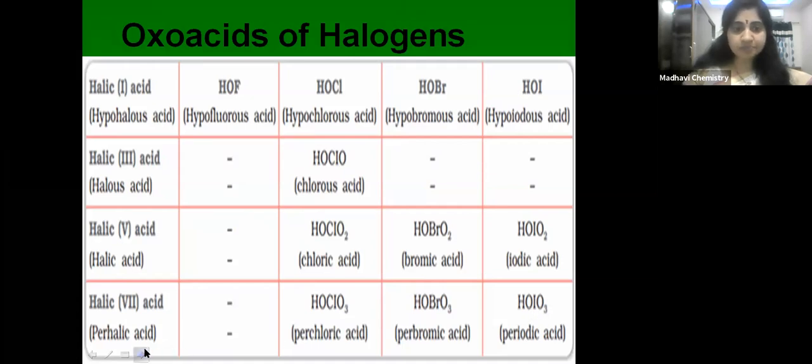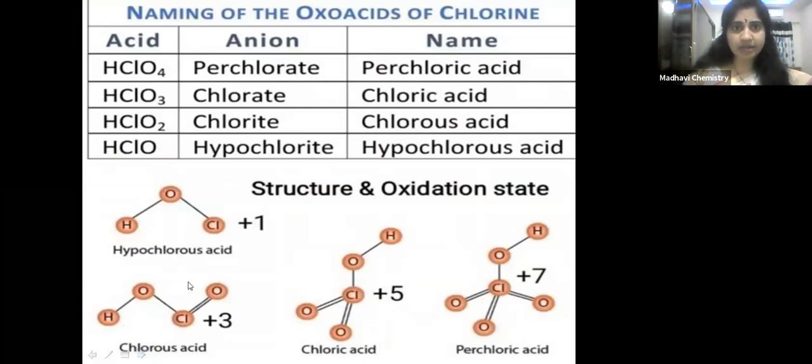Now let us see the structure of these oxoacids, children. For example, we'll consider chlorine oxoacids. So hypochlorous acid, that is HOCl. In HOCl, chlorine is attached to one OH group. What is the oxidation state of chlorine here? +1 is the oxidation state in hypochlorous acid. Next one is chlorous acid. In chlorous acid, it has an extra oxygen, is it not? Chlorine, along with this OH, forms one single bond and a double bond with one oxygen. In that case, chlorine has +3 oxidation state.